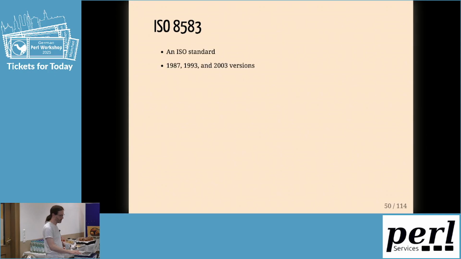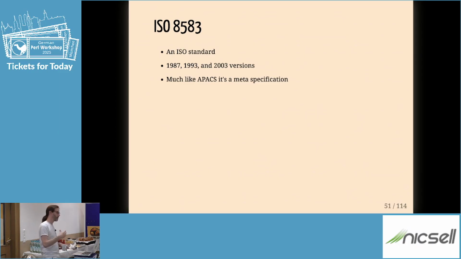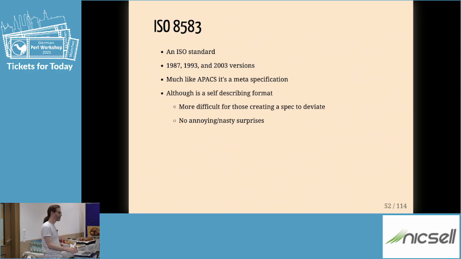So that one has actually mostly been replaced by this standard, ISO 8583. We're getting somewhere now, an ISO standard. It's got 3 versions, the most recent being a little bit older than 20 years now. But we're still talking 40 years in, in many cases. And much like APACS, it's a meta specification, but it's a self-describing format, so it's more difficult for people implementing it to deviate from that standard. And there are no annoying or nasty surprises.